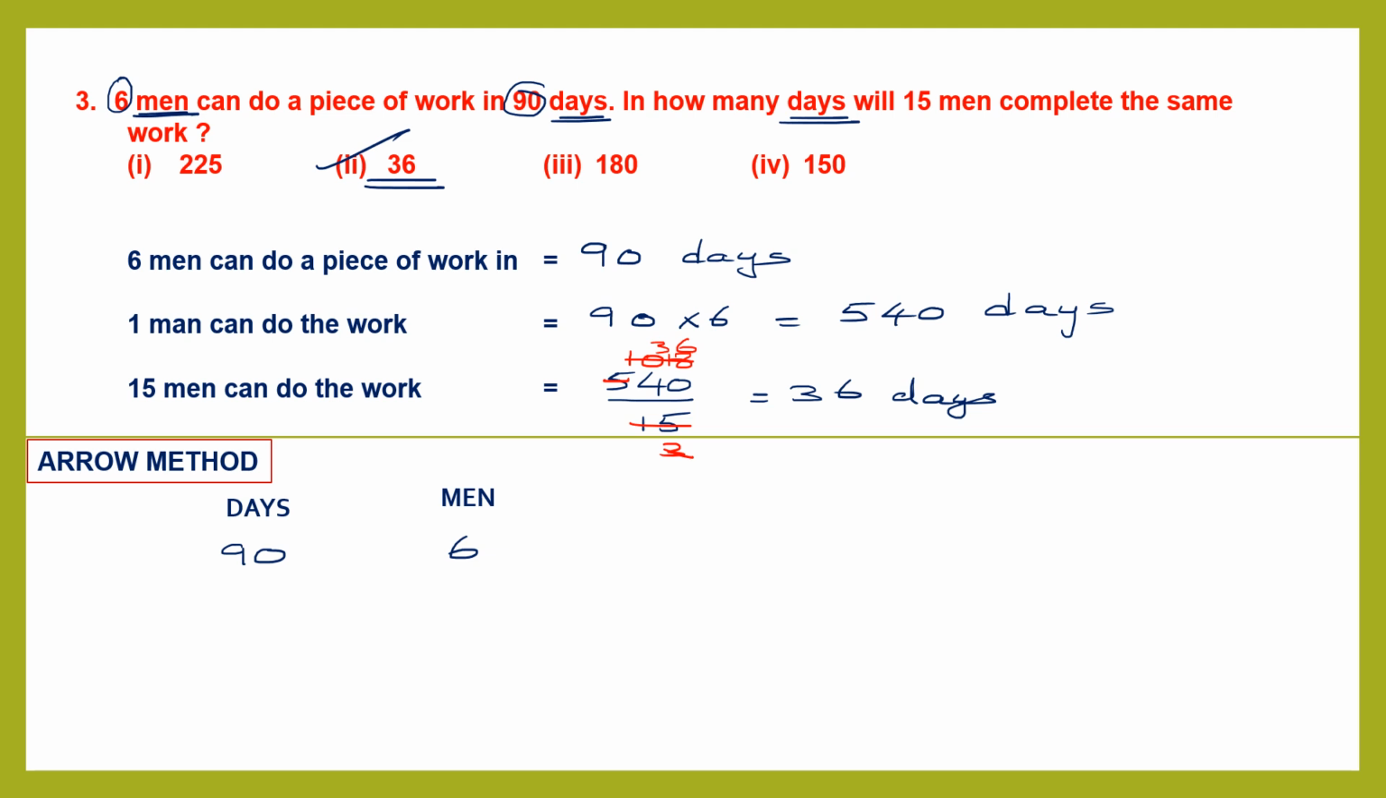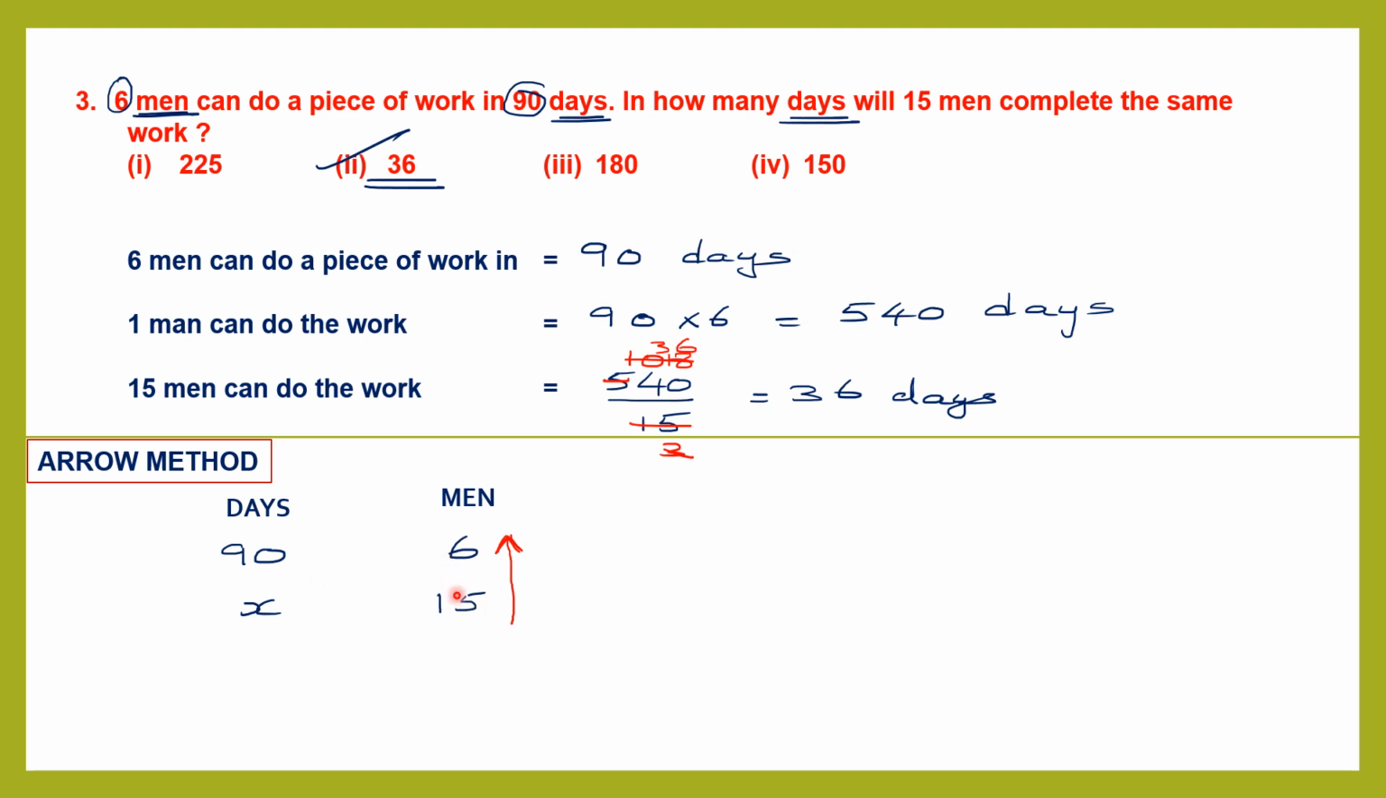Now they're asking us in how many days. So we don't know the number of days, so we're going to put X here. Will 15 men complete the work? So let's look at the men here. As you can see, the number of men was first 6 and now it's become 15. So that means the number of men has increased. So we draw an arrow this way since the number of men has increased.